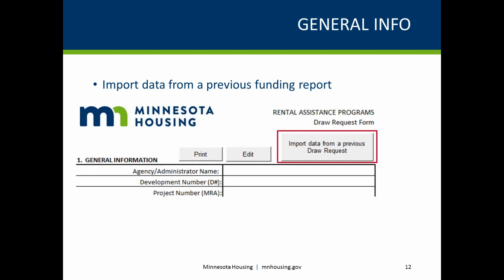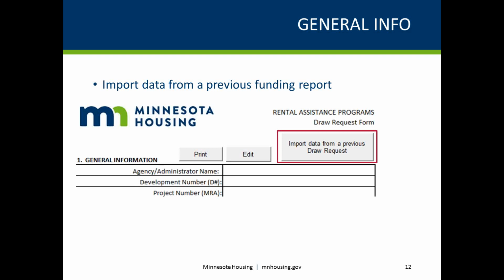However, if you download a new draw request form and you have previously submitted a draw request, meaning you have older reports with current tenant data, you can import that data into the new draw request by using the button highlighted in red above, Import Data from a Previous Funding Report. It will walk you through a step-by-step process to upload the data.